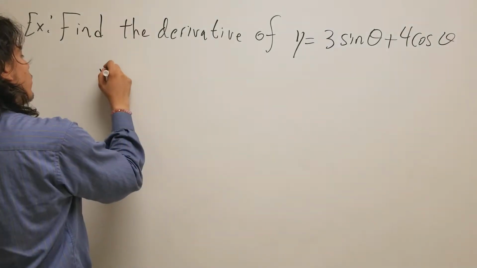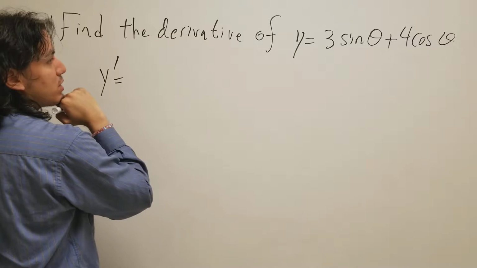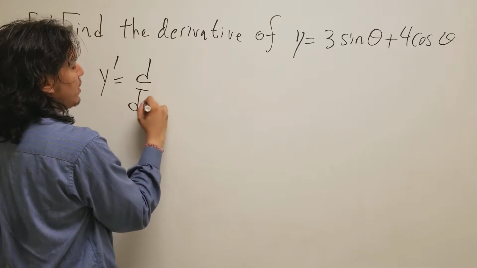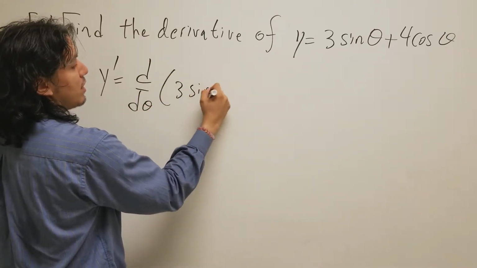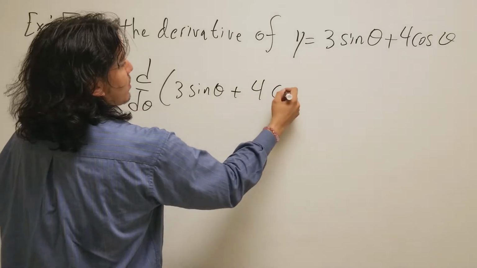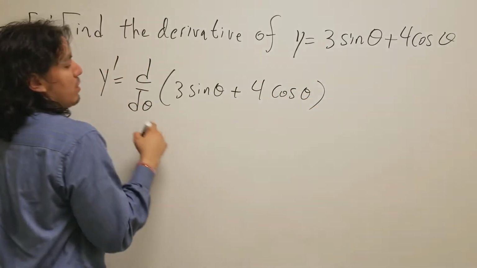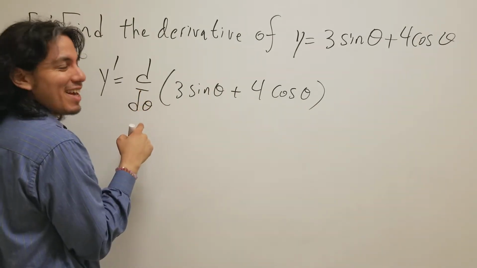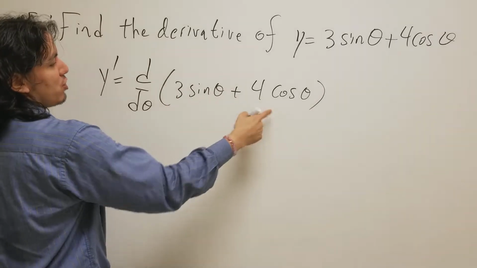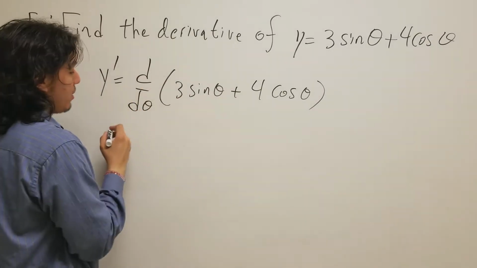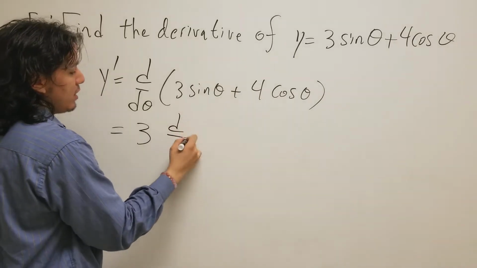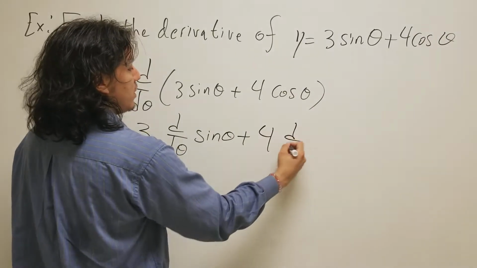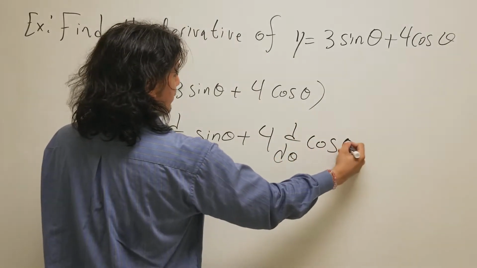So when we find y prime, or in this case, d/d theta, what we're doing is taking the derivative d/d theta of 3 sine theta plus 4 cos theta, right? Remember by the distributive law, you're able to distribute the derivative into each function, and you're able to move the constant out in front. So it should look like 3 d/d theta sine theta plus 4 d/d theta cos theta.